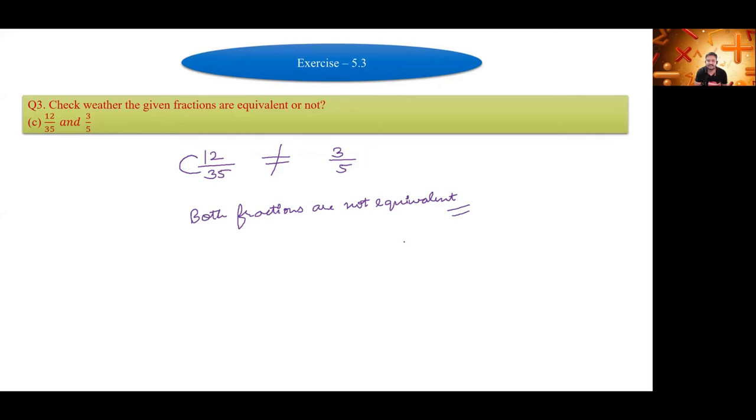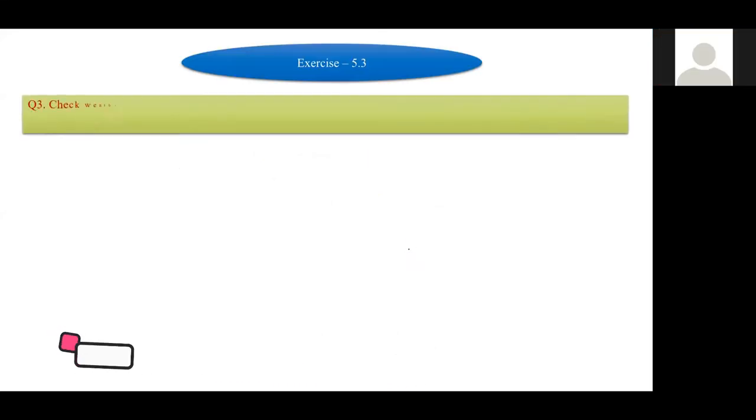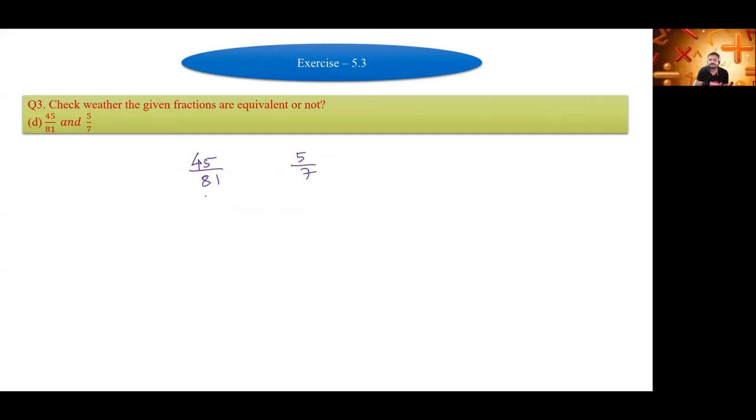Yes, Riddhi Siddhi. Next one. Yes, sir. Check whether the given fractions are equivalent or not. The 45 upon 81 and 5 by 7. Okay. So, sir, 5 by 7 is the simplest form. Okay, and what about 45 upon 81? 45 upon 81, to simplest.